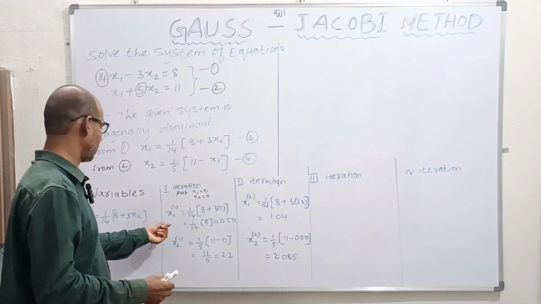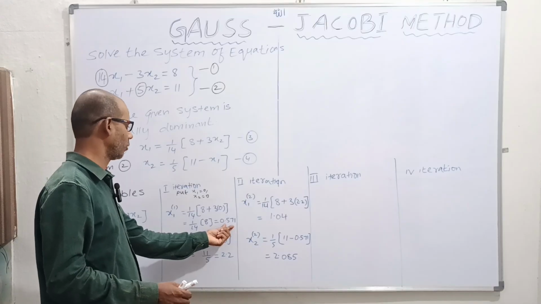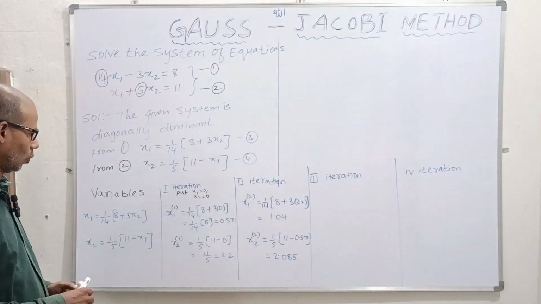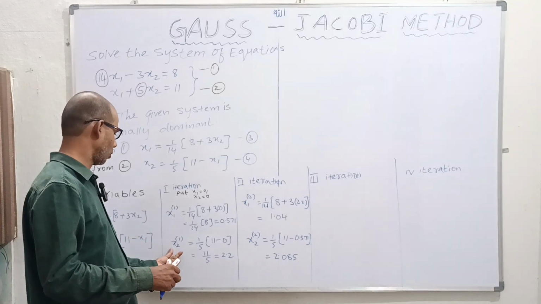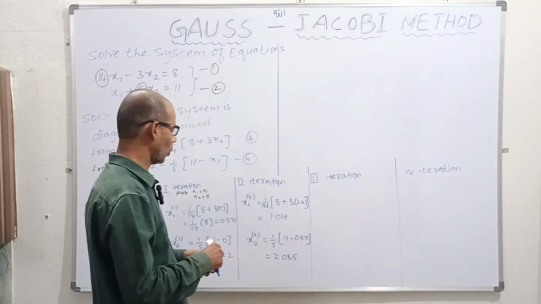So here you see the first iteration of x1, we got 0.571. Second iteration we got 1.04. Similarly, first iteration of x2 we got 2.2. Second iteration of x2 we got 2.085.